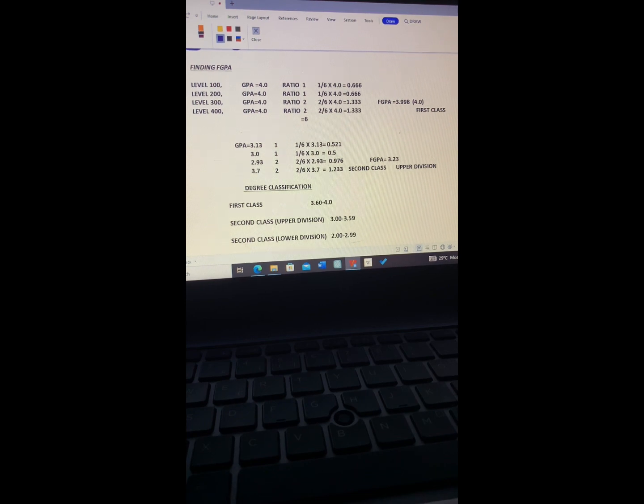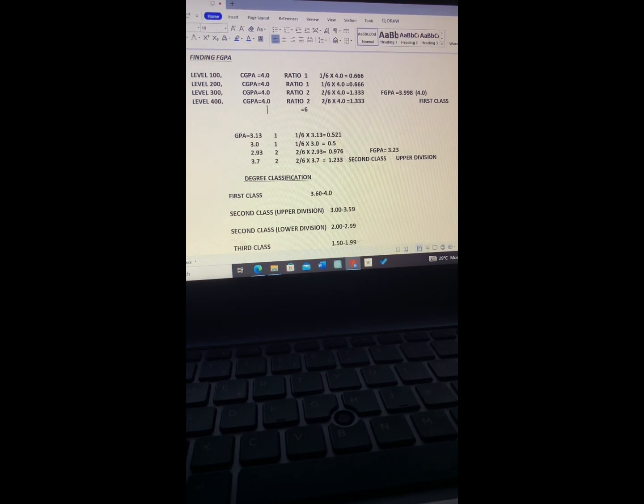Here we are going to find our FGPA, which is your final grade point average. If you want to find your final grade point average, your FGPA, you're going to add all your GPAs from level 100 to level 400. Finding FGPA, you're going to need your CGPA from level 100 to level 400.